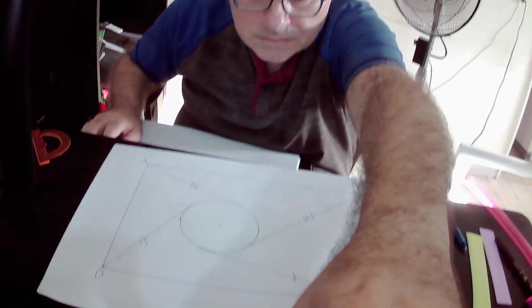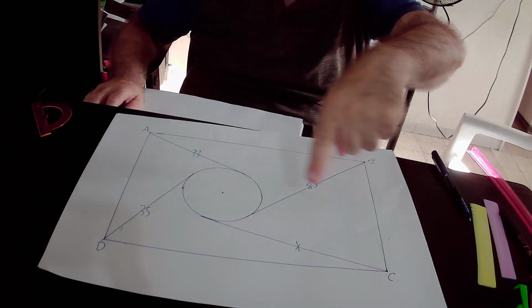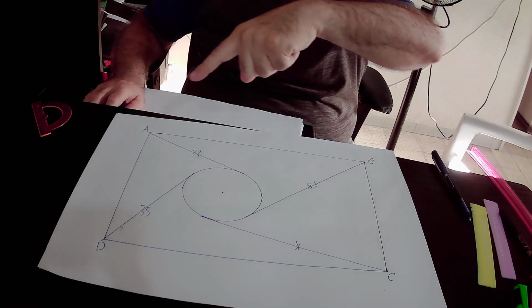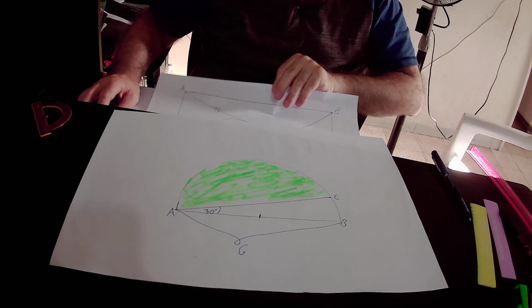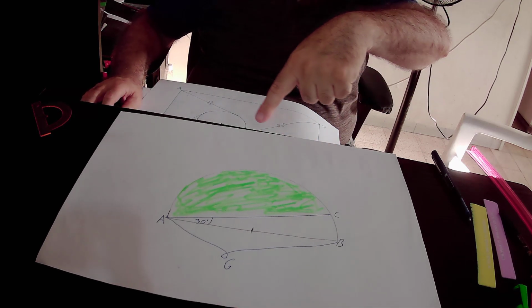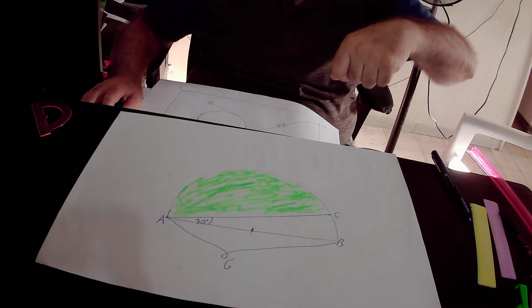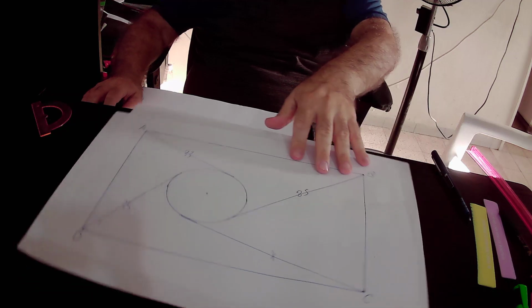Hello, in this lecture we'll answer two questions. In the first question, we'll find out the value of line segment X that is inside rectangle ABCD. The second question, we'll find out the value of this green area that is inside the semicircle. So we'll start with the first question.